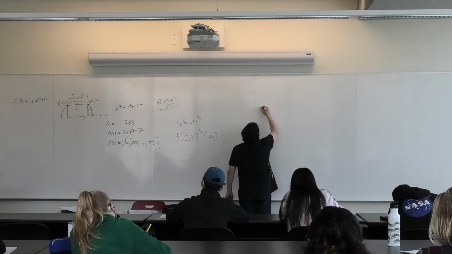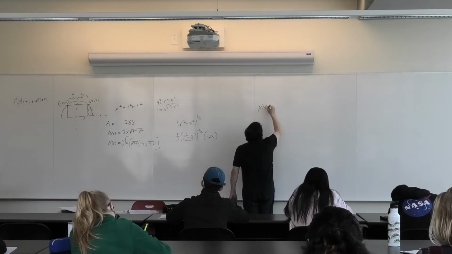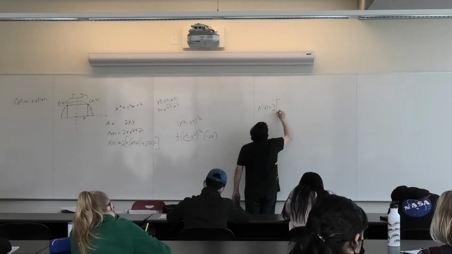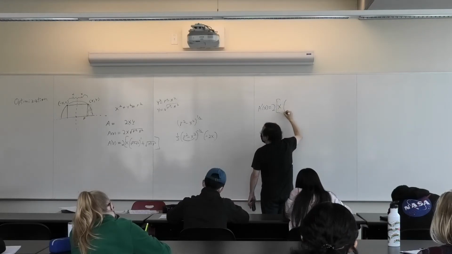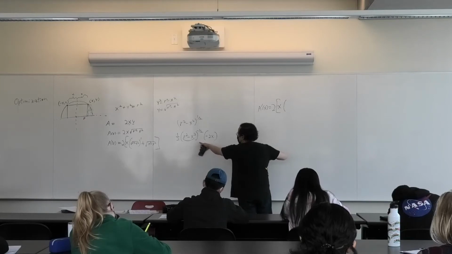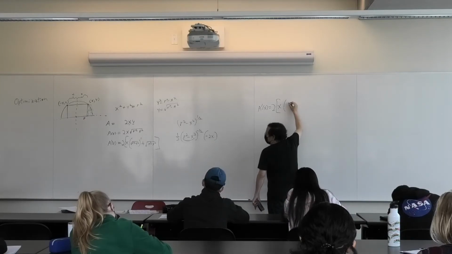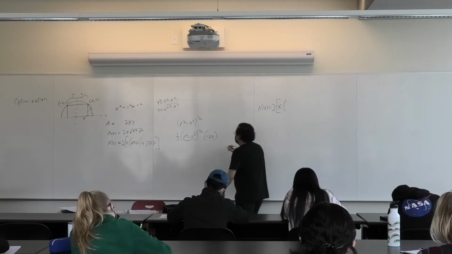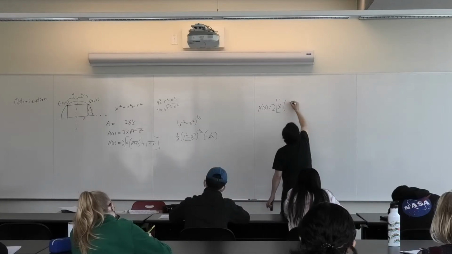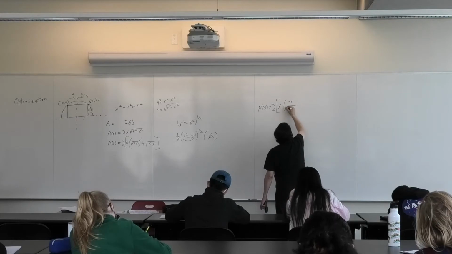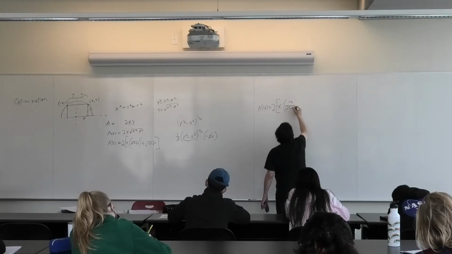So A prime of x equals 2 times x times this. Well, 2's cancel, that's nice. Negative x over the square root of r squared minus x squared.